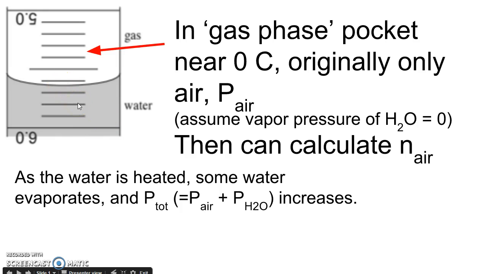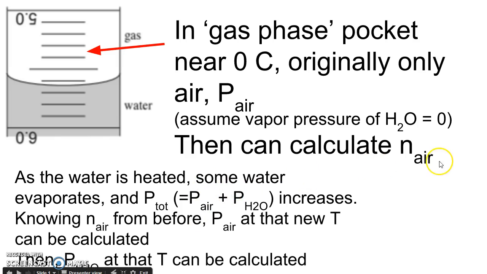Now, as we heat our container, some of that liquid water is going to evaporate, and the total pressure of all the gas in that space increases. It's going to be the pressure of the air and the pressure of that water vapor. And this pressure of the water vapor is technically the vapor pressure of water at that temperature, which is what we're trying to get, this number here.